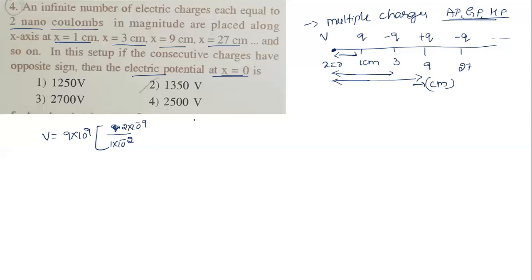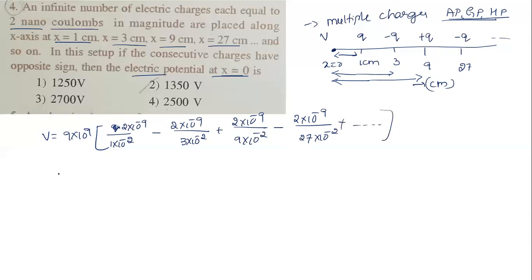Next is the negative charge, right? So minus 2 into 10 power minus 9 divided by the distance, which is 3 into 10 power minus 2. Next is the plus charge, plus 2 into 10 power minus 9 divided by this, which is 9 into 10 power minus 2. Next is the minus charge, that is 2 into 10 power minus 9 divided by this, which is 27 into 10 power minus 2, and plus so on.